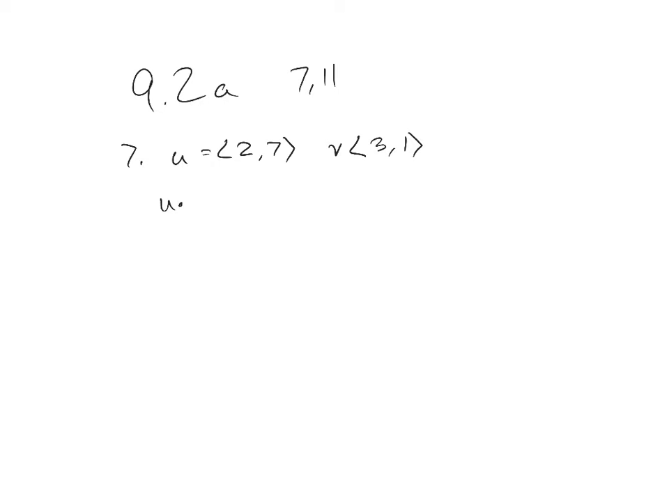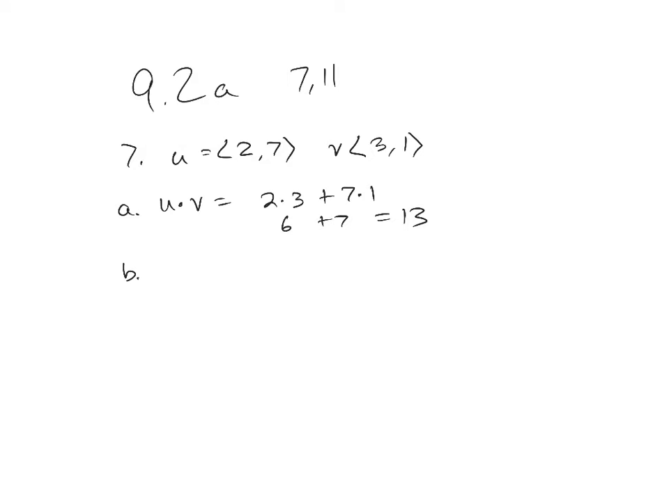So u dot v is the multiplication of the first entries plus the multiplication of the second entries. So this is going to be 6 plus 7, or 13. That's the dot product. Now, that was part A.